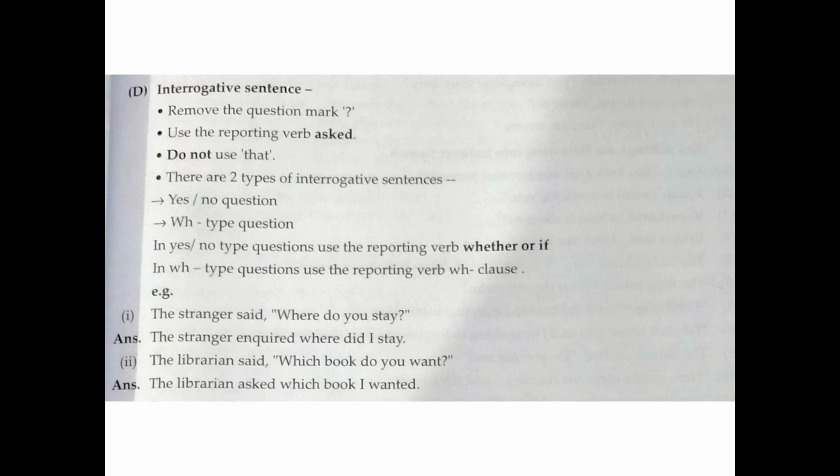And after that, the interrogative, and this is the last type we have seen. There are two types of interrogative sentence: yes no type and WH type. While converting a yes no type question, we will not use that, and instead of the reporting verb we will use whether or if. And obviously we are going to remove the question mark from the sentence. And after that, WH type questions. While talking about WH type questions, the WH word will be used in the sentence.